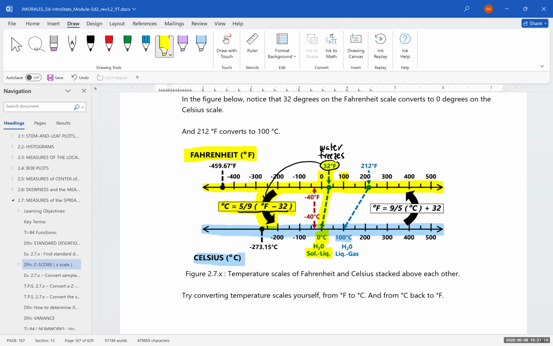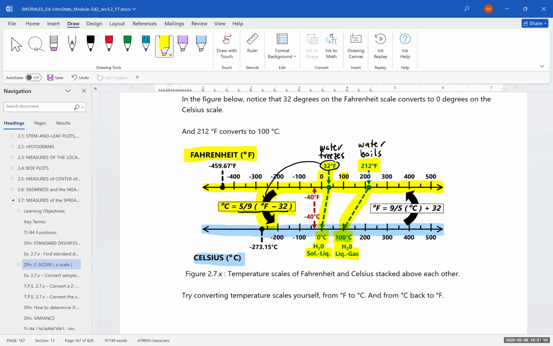Now we can do that again. If we take the temperature at which water boils, which is 212 degrees Fahrenheit at sea level, and plug 212 degrees Fahrenheit into our equation and go in this direction, that would convert to 100 degrees Celsius on the Celsius scale.